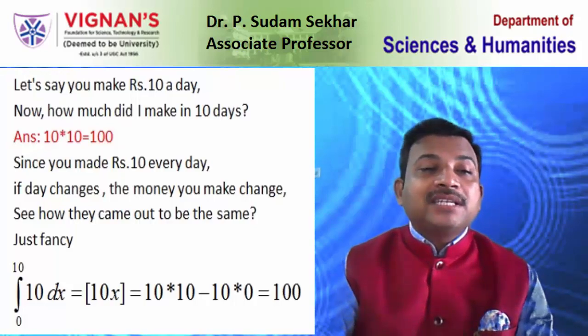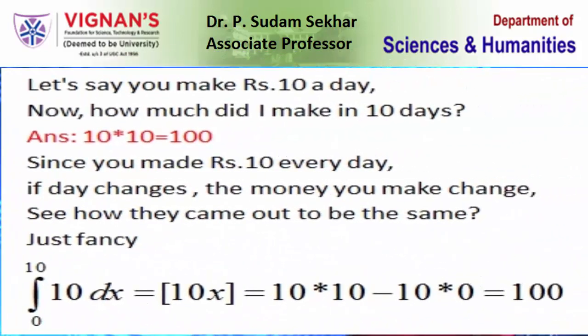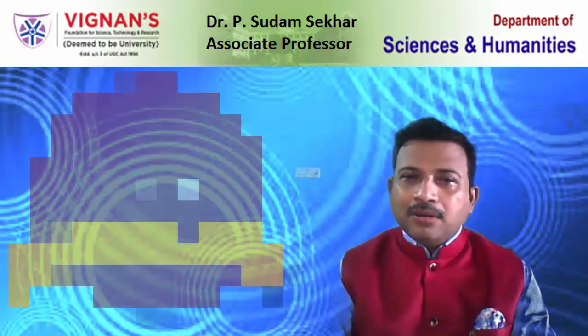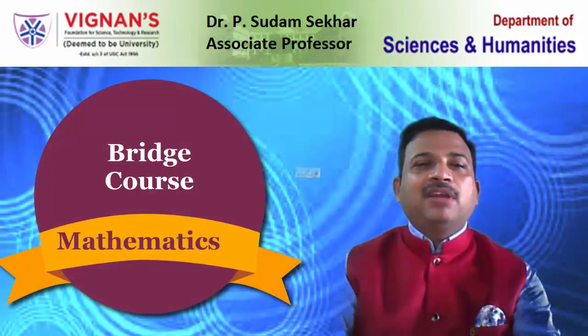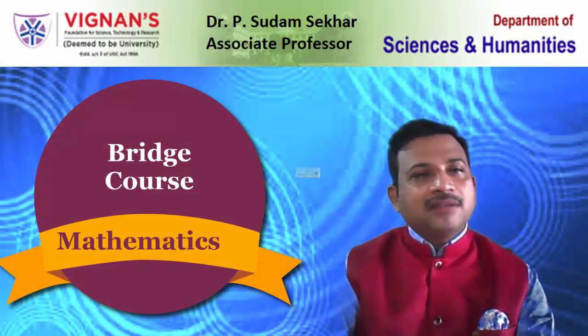Integration of 10 dx, where 10 is fixed, that is, every day you get 10 rupees. Take x as the day, and x varies from 0 to 10. So I have written 0 to 10, 10 dx. 10 is a constant, take it outside. Integration of dx is nothing but x. So 10x, where x varies from 0 to 10, upper limit minus lower limit. So 10 into 10 minus 10 into 0 is nothing but 100. See, it's very simple. For a simple problem, we can implement the integration and get the answer.